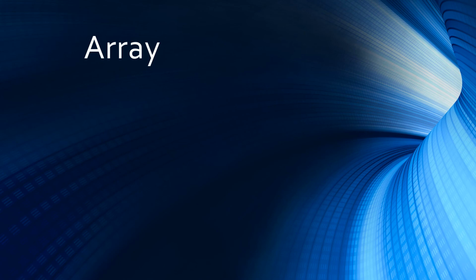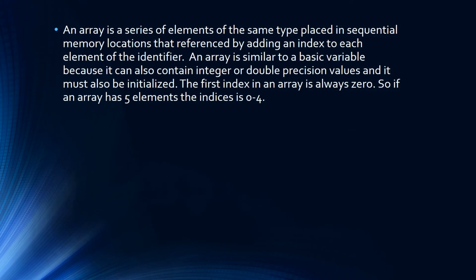And now let's talk about arrays. An array is a series of elements of the same type placed in sequential memory locations that are referenced by adding an index to each element of the identifier. An array is similar to a basic variable because it can also contain integer or double precision values, and it must also be initialized. The first index in an array is always 0, so if an array has 5 elements, then the indices are 0 to 4.